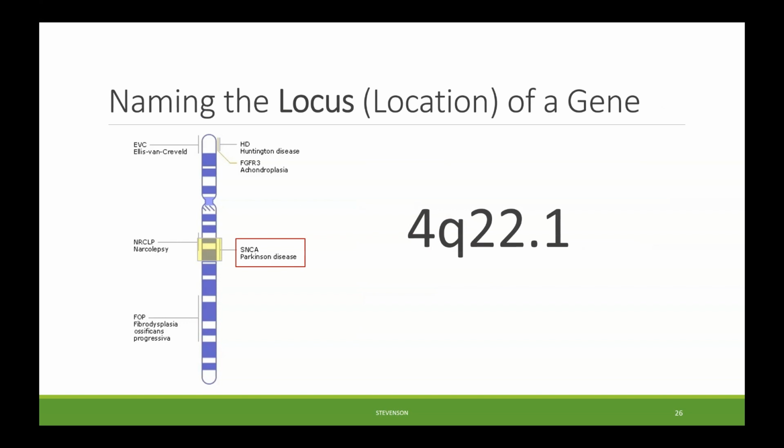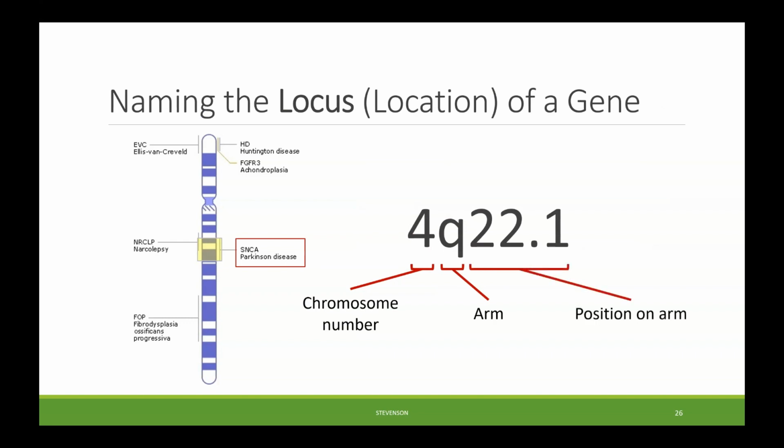4q22.1. And what this means is that the gene is located on chromosome number 4. That's what the first number means. On the Q arm of that chromosome, which is the larger of the two arms. That's what the middle letter means. And then at position 22.1, which they get by assigning numbers to different sites on the arm, and they count from the centromere outward when assigning those positions.